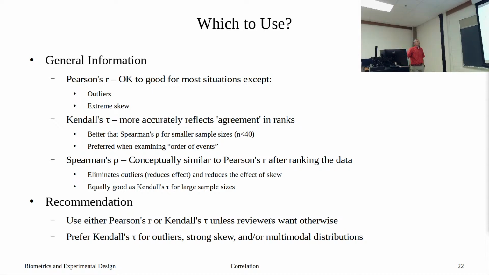All right, so we left off on correlations. We talked about Pearson's R, Kendall's Tau, Spearman's Rho. Kind of set up general information. Spearman's Rho is basically Pearson's R, but it's on the ranks.